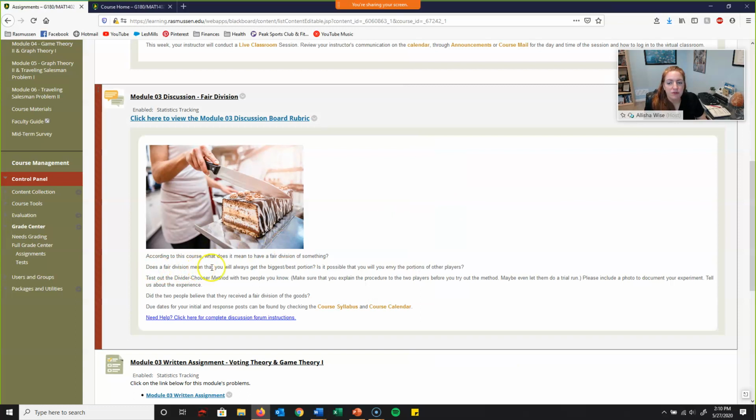Does a fair division mean that you will always get the biggest, best portion? Is it possible that you will envy the portions of other players? And we did discuss this a little bit today, so it's something you want to think about. Make sure you talk about that, maybe use some of our examples in the live classroom to explain this concept.